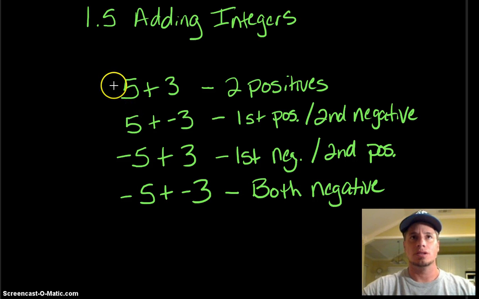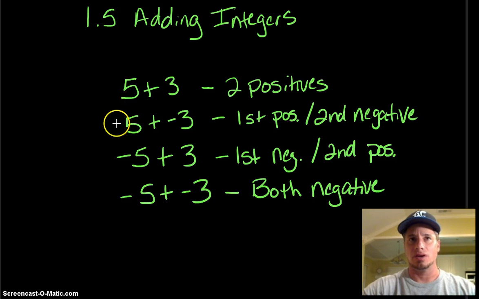Here is the first scenario. I've got 5 plus 3. Now, that means 5 is positive and 3 is positive, so I have two positives I'm adding. But you've been doing this all your life, and this is very easy. So the answer is obvious here.